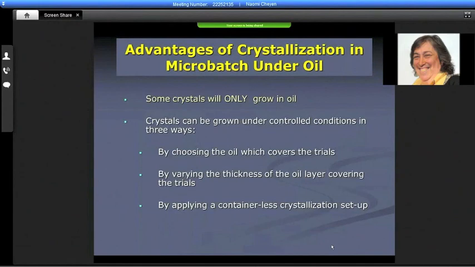So like I was saying, some crystals will only grow in oil, and they can grow under controlled conditions, as I was showing, by choosing the oil which covers the trials, by varying the thickness of the oil layer covering the trials, as we were saying with the ELS oil and topping up the oil, and by applying the containerless setup.